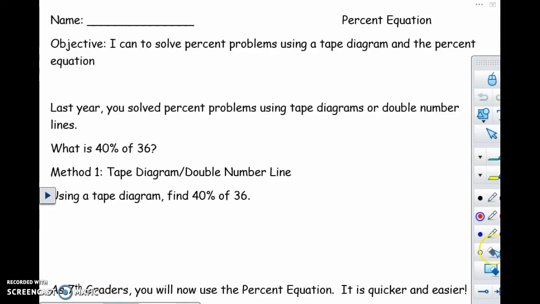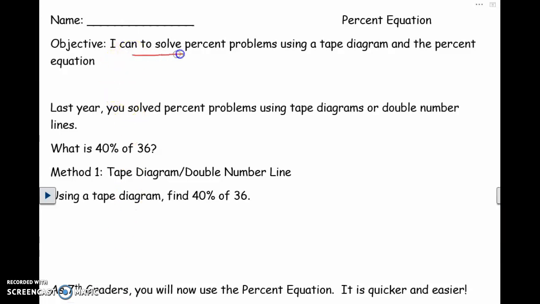Hey, so we're going to rock out these notes on percent equations tonight. Make sure you have these notes in front of you. Make sure your name is at the top. Notice today's objective is: I can solve percent problems using a tape diagram and the percent equation.